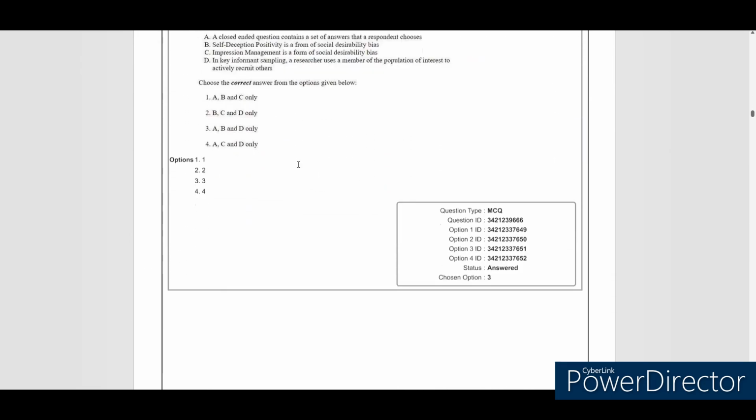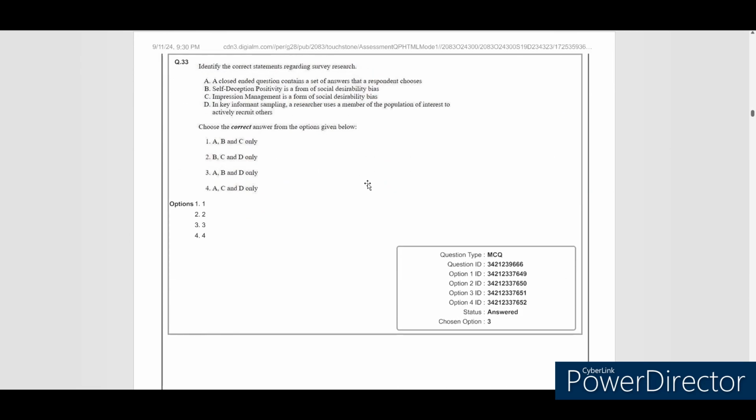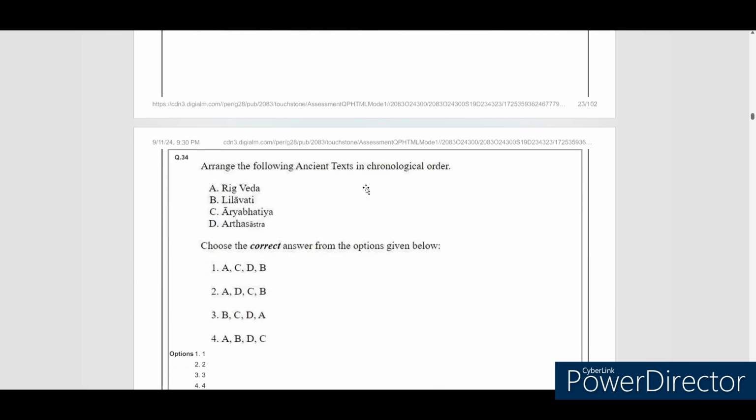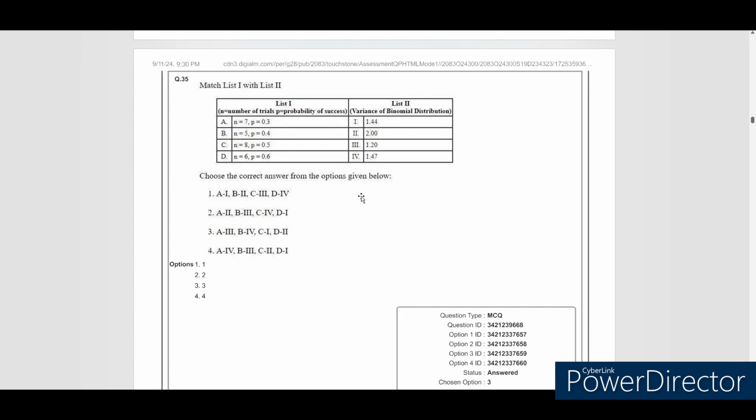Now coming to question number 33, I will skip this for the time being. Coming to question number 34, I will skip this. Now coming to question number 35, which is also a numerical question. This I can solve at the first attempt.